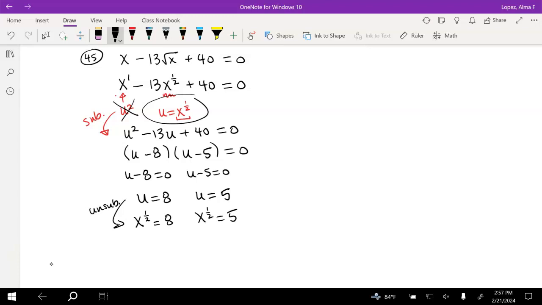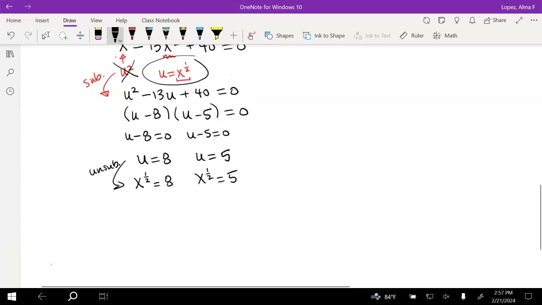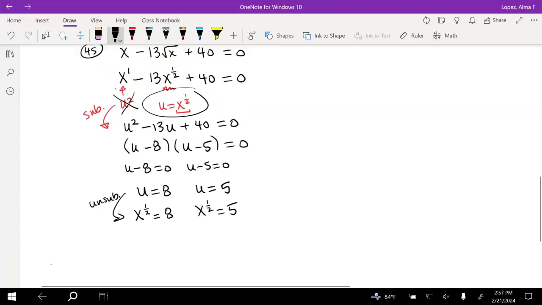And as we learned with rational exponent equations, when we need to get rid of an ugly exponent, we're going to raise it to the reciprocal power. The reciprocal of 1/2 is 2, but if you do it to one side, you'll do it to the other. On the left-hand side, the 1/2 and the 2 become 1, so we get x, and 8 squared will give us 64.